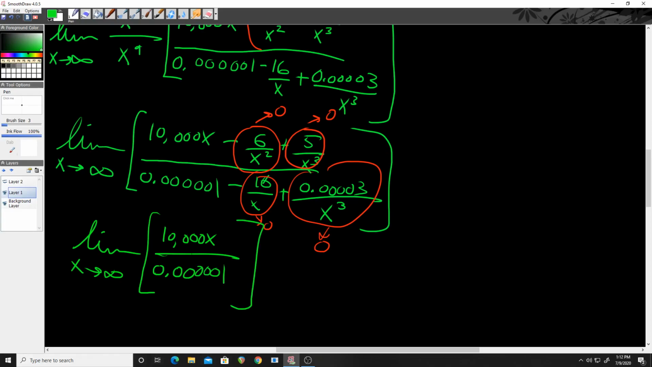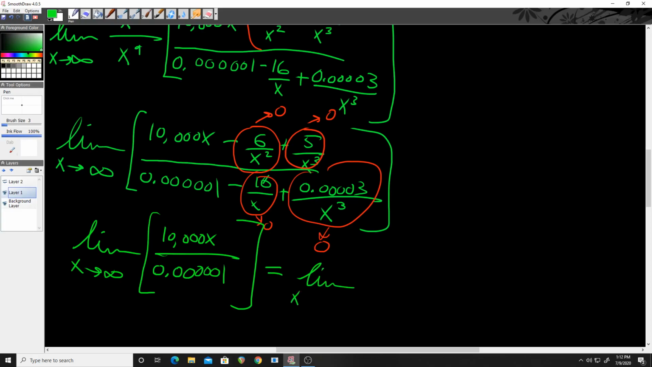Okay, and now this is going to be a big number. 10,000 over 0.000001. Well, let's think about how many times we move the decimal place to bring it in front of the 1. We'd have to move it 1, 2, 3, 4, 5, 6 times. So 10,000 over this number is going to be the same as this.